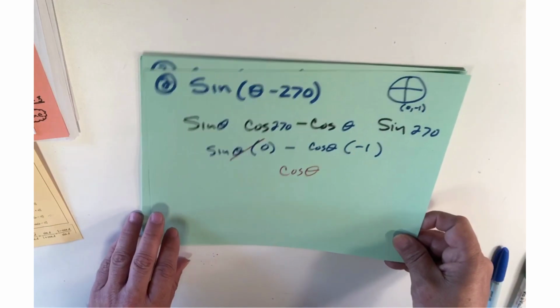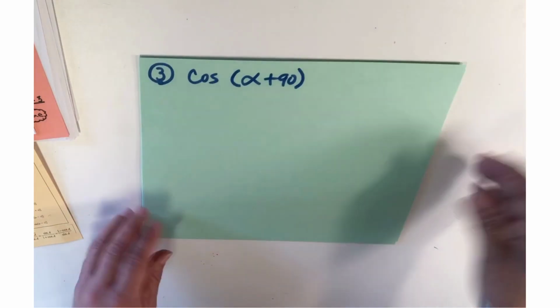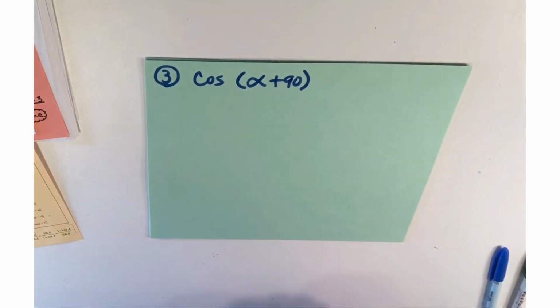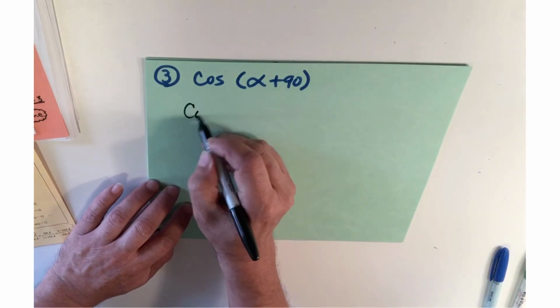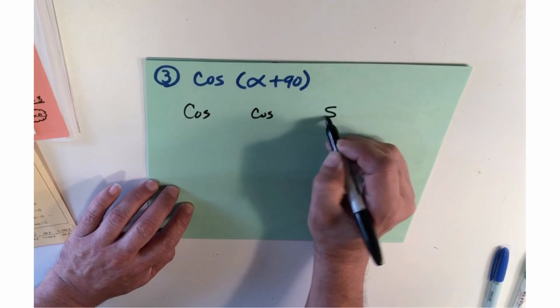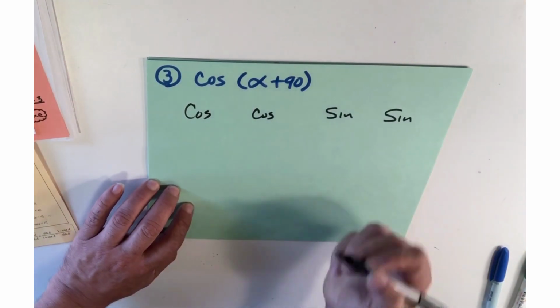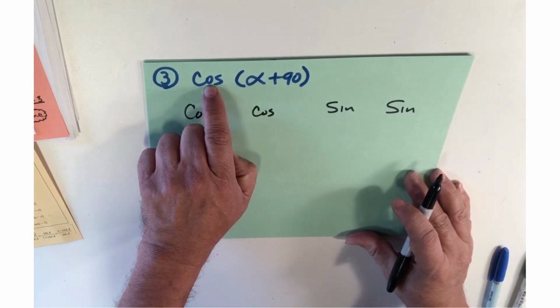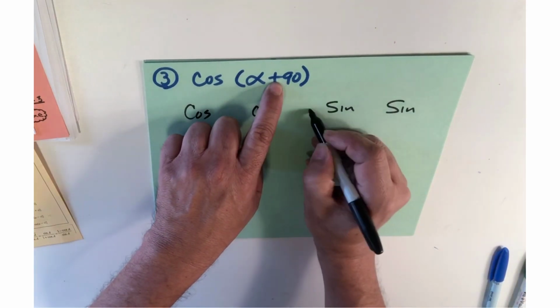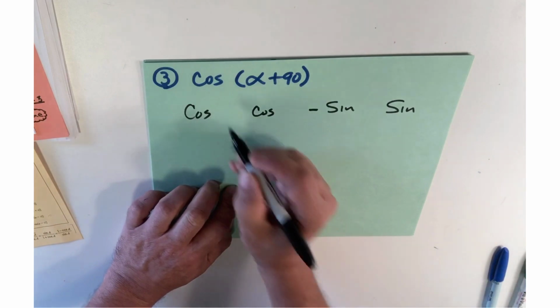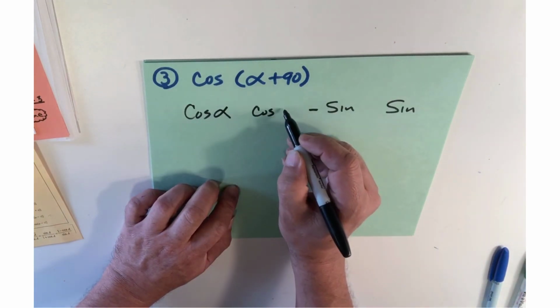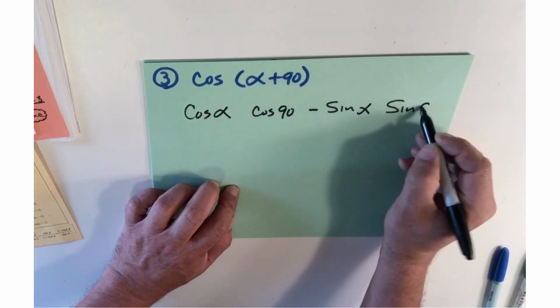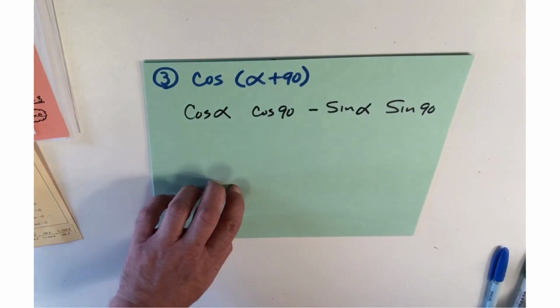Let's go try a cosine. All right, what was the song for cosine? Oh, I remember. Cosine, cosine, sine, sine. Now cosine is a weirdo that doesn't like to follow the rules. Okay, so if that's a plus, this is a minus. And of course, these always go in order. Alpha, 90, alpha, 90. Okay?